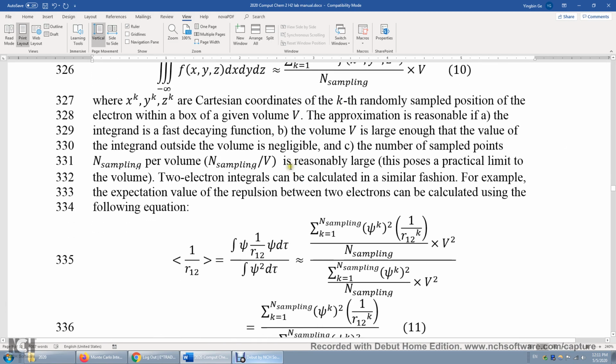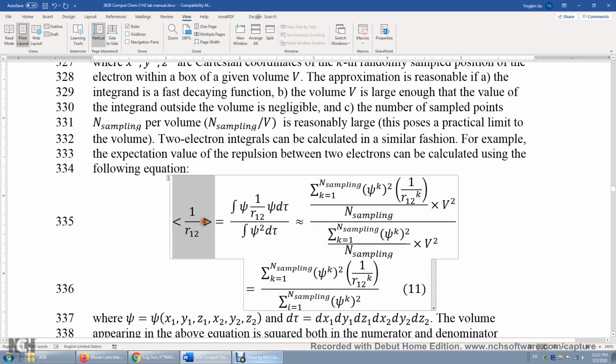For example, if you look at this, how do we get the expectation value of repulsion? Well, we use postulate 4, so you evaluate this integral. But it's impossible to evaluate these two integrals exactly, so we're using approximations here. We're actually getting the sum. And to do the sum, we use Monte Carlo integration. So we randomly sample the positions of the two electrons.